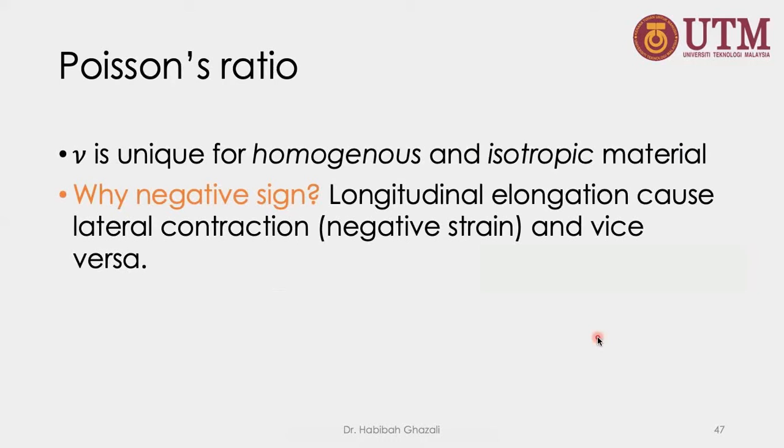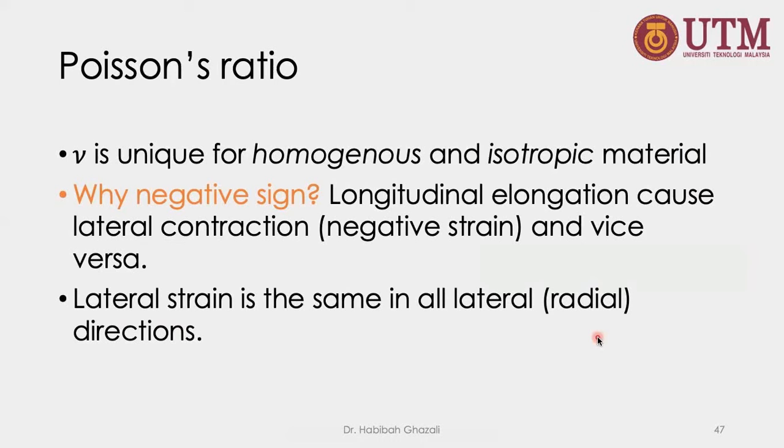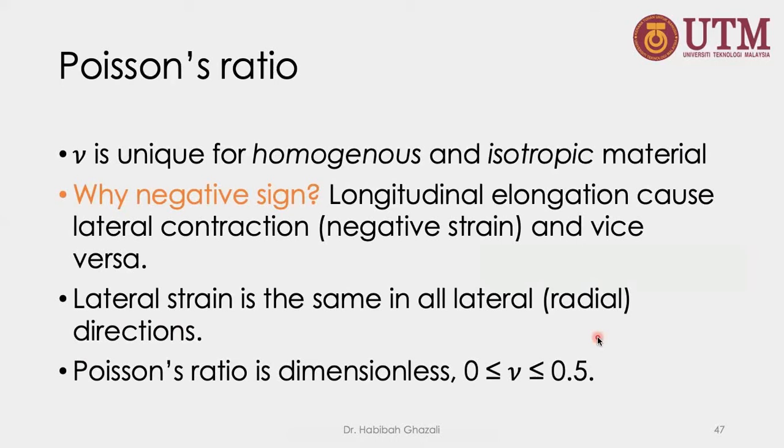Why the negative sign for this value? Because longitudinal elongation causes lateral contraction, which is negative strain, and vice versa. Meaning that if you give a compressive load, you will obtain a positive lateral strain, but a negative longitudinal strain. Lateral strain is the same in all lateral radial directions. Poisson ratio is dimensionless, and basically it is between 0 and 0.5.